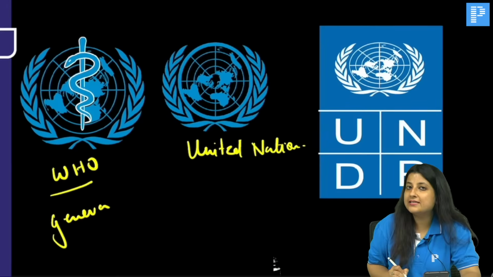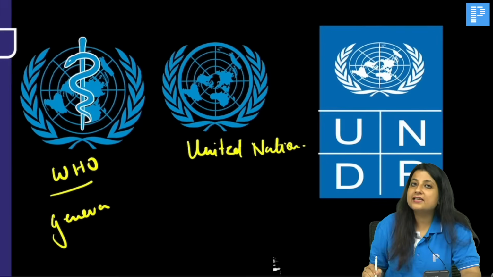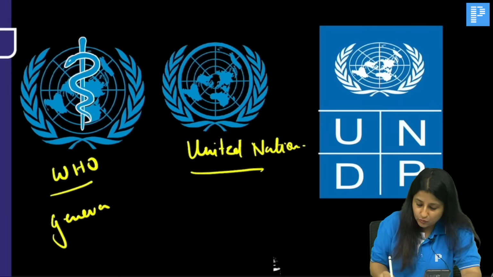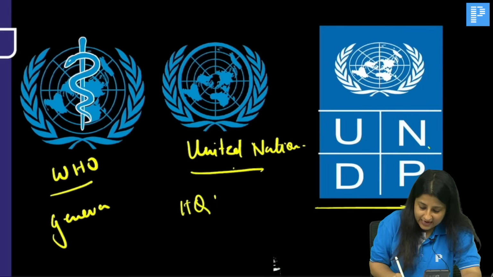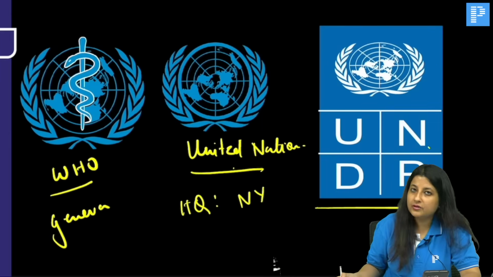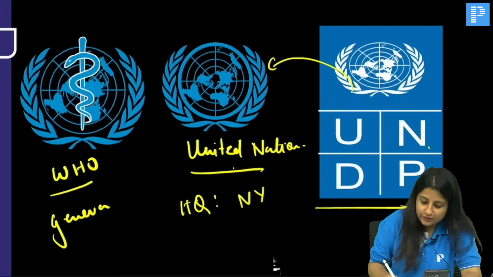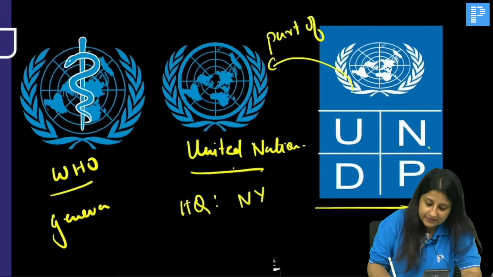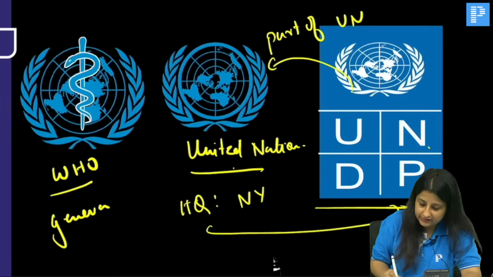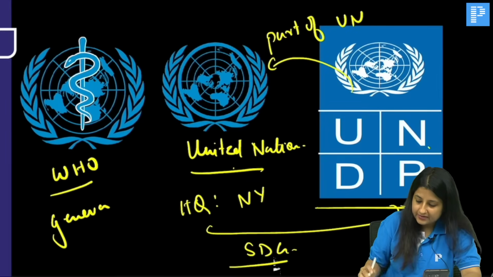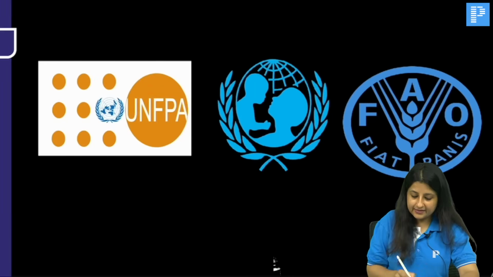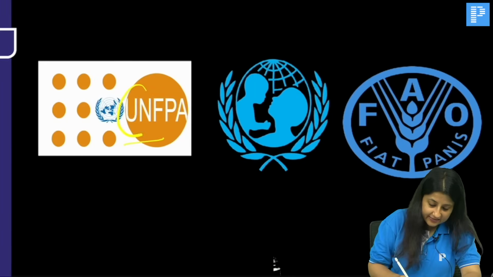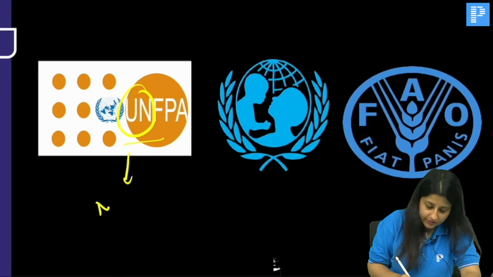This is United Nation. All organizations that will start with the UN, United Nation, UNDP, they will have their headquarter in New York. UNDP is actually a part of UN, guys. It is a part of UN, and they both developed the SDGs. Sustainable Development Goal they have developed. Okay? Again, this is United Nations Fund for Population Activity. Starts with the UN, so headquarter in New York.